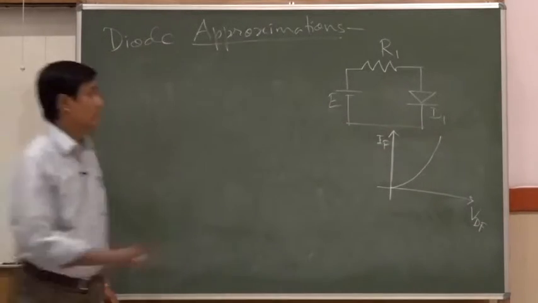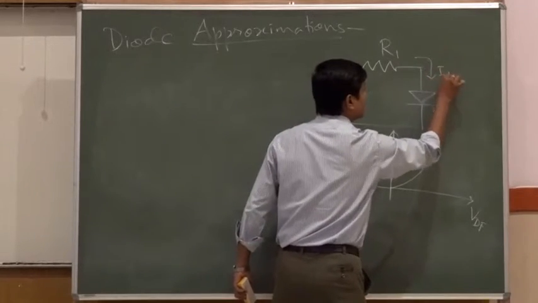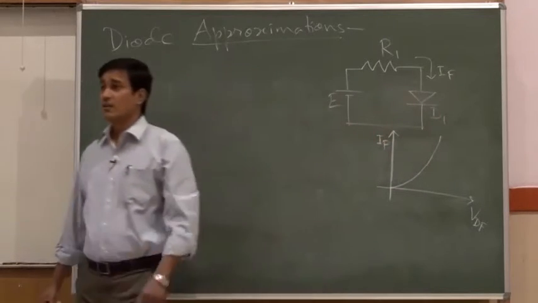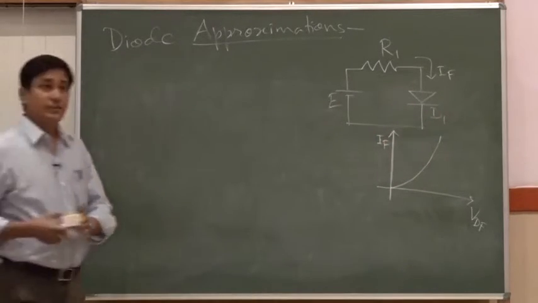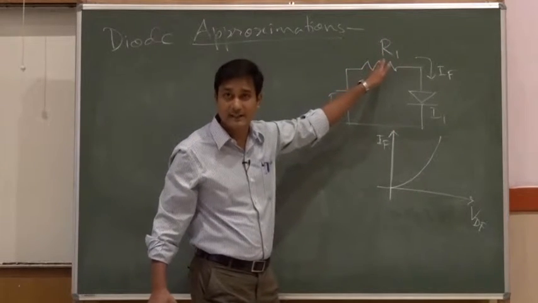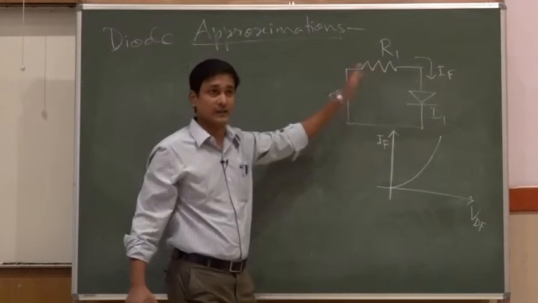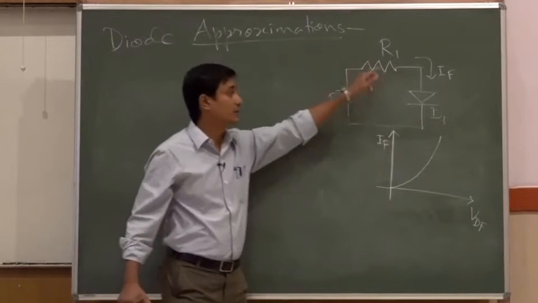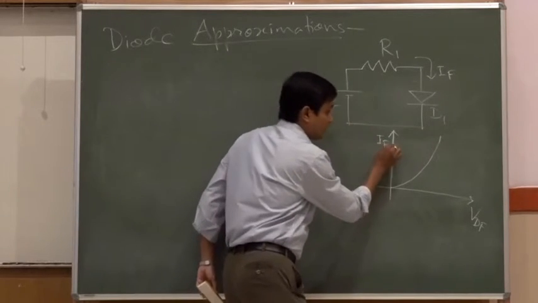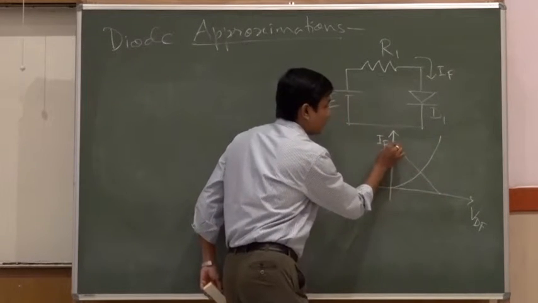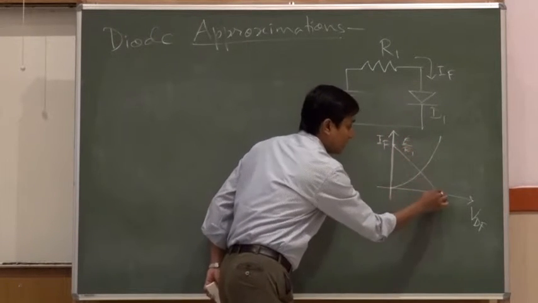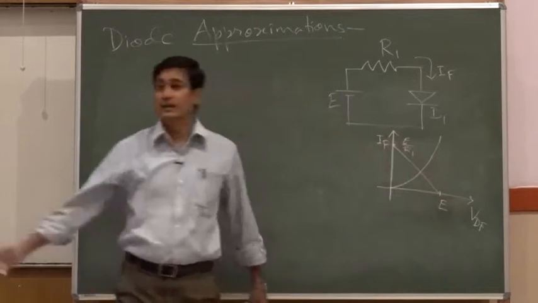If the voltage across the diode varies, the current that flows through it was IF, and that gave these characteristics. This is individually for the diode, without any consideration of the load resistance R1 which was connected to it. But since it was a component in this circuitry, to find the operating point we had to draw a load line, where we found two points. One is at E by R1 and another one at E.